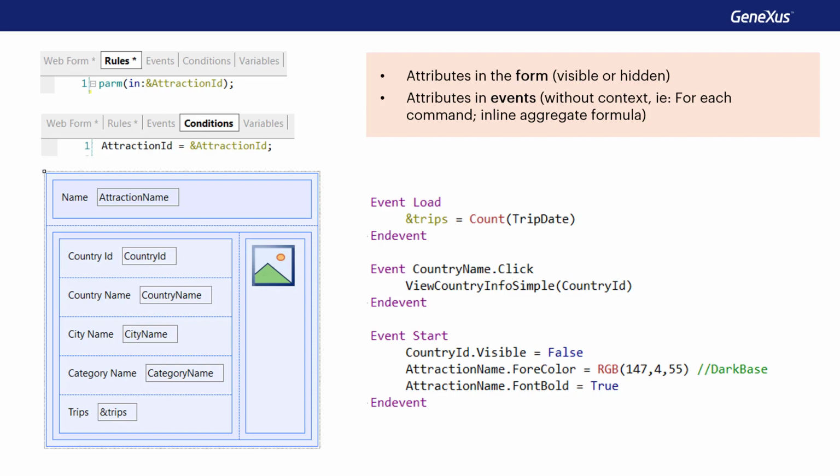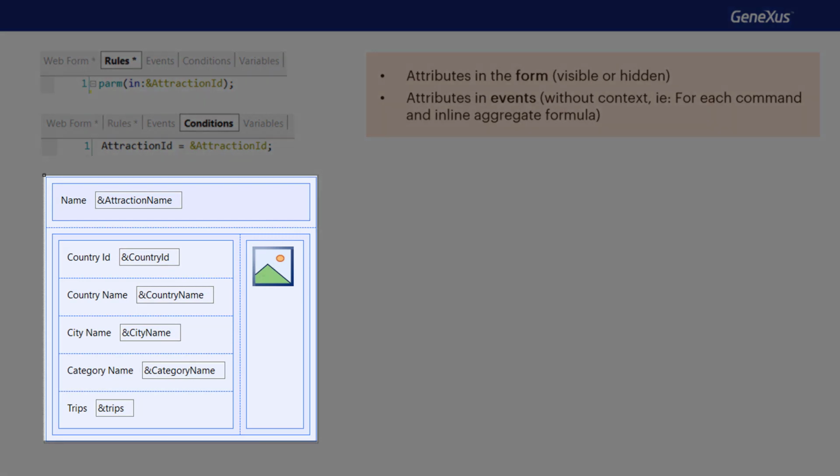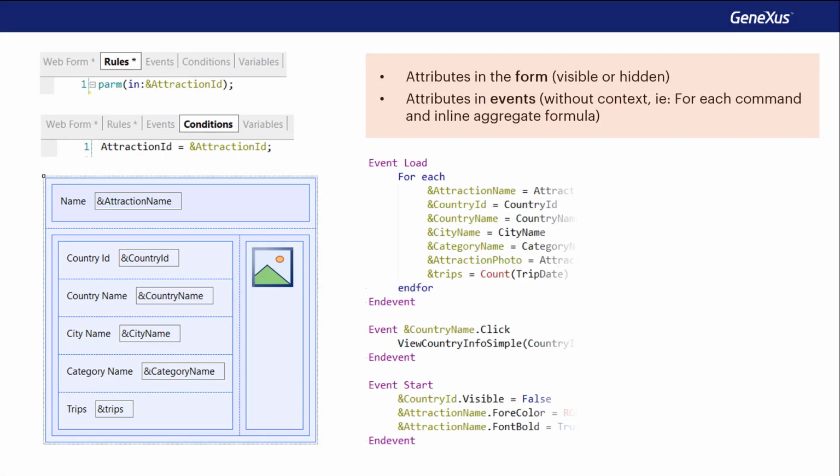Imagine, for example, that we made a save as of the previous panel because we wanted to transform it into one without a base table. Then we change in the form all the attributes to variables, which are the ones that now in the start event we must set as invisible or change their color, or put them in bold.